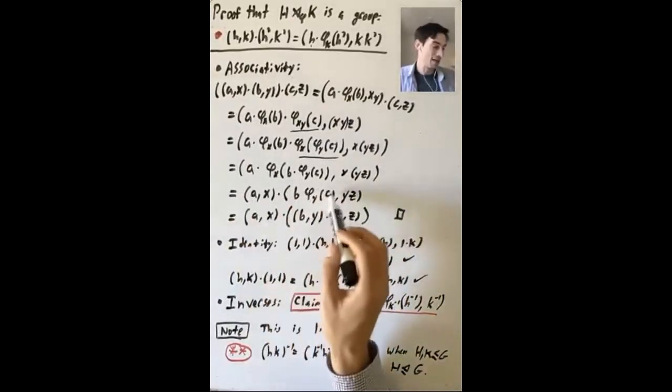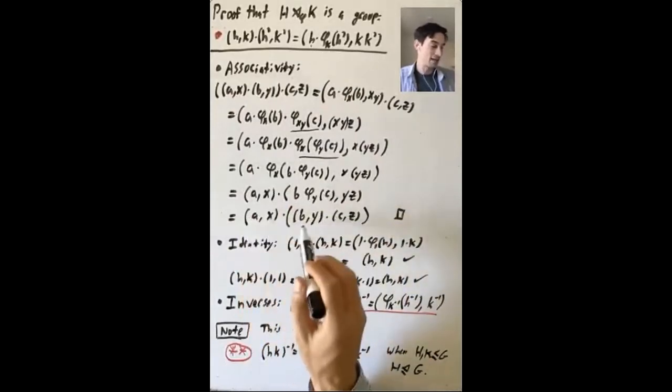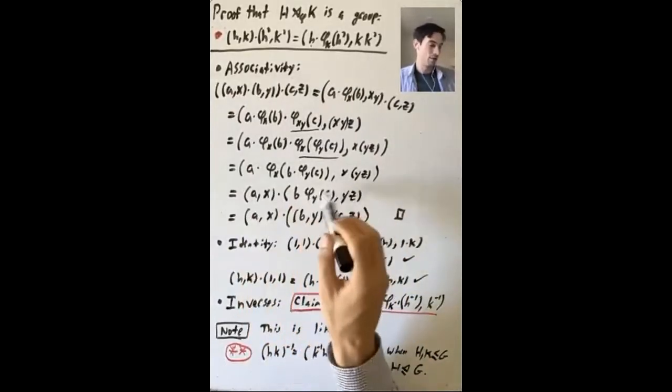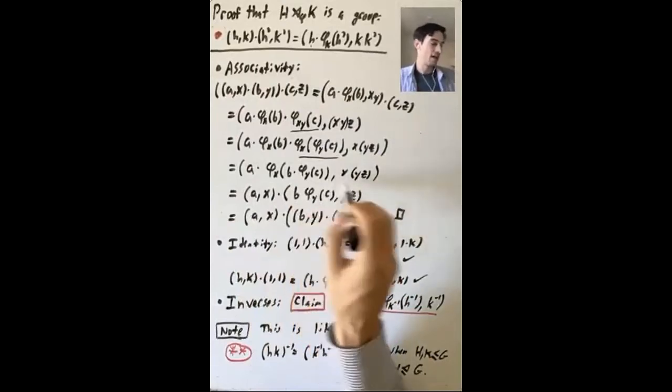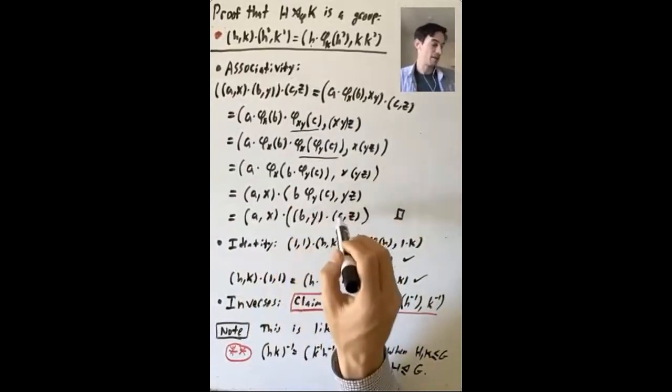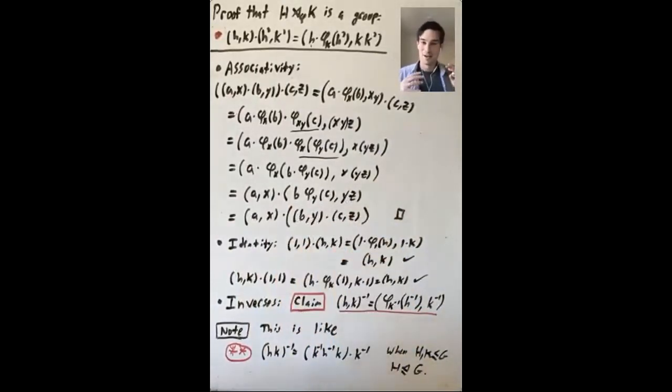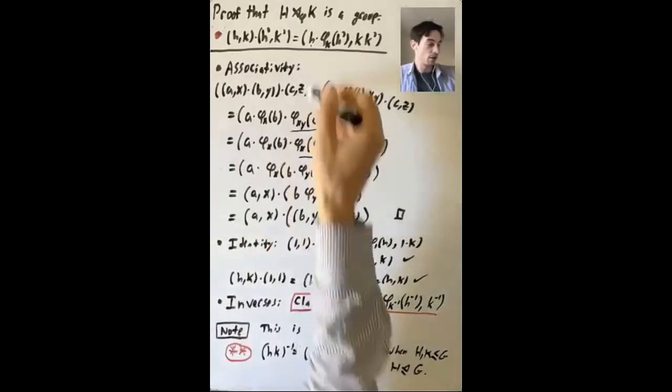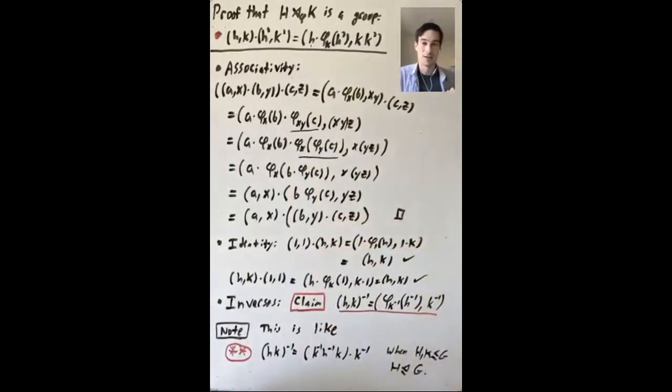And this, now we can see, is (a, x) times the product (b, y) times (c, z). Okay, so the only thing that we're doing here is working directly with the definition of what it means to have this homomorphism phi from K to Aut(H), but it's really worth going through it carefully. All right, so now we have this associative binary operation on this set of pairs (H, K).